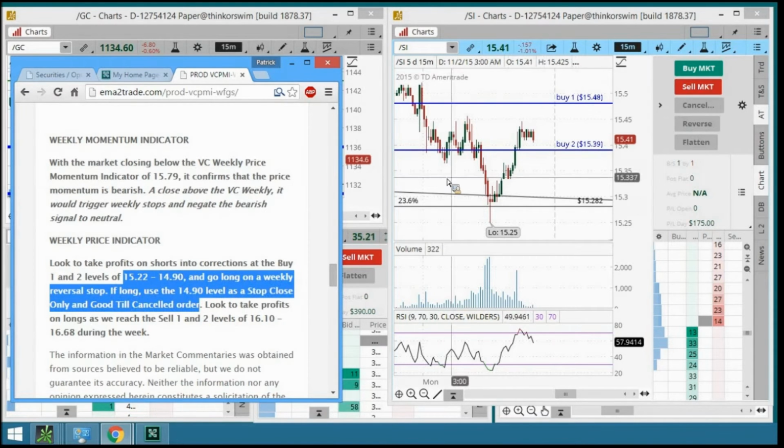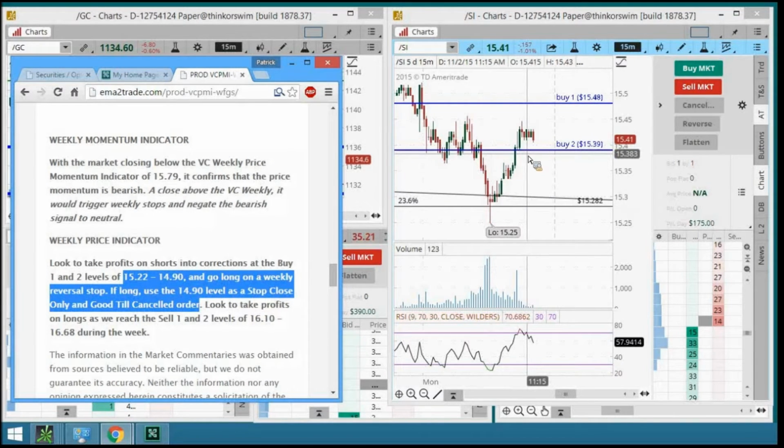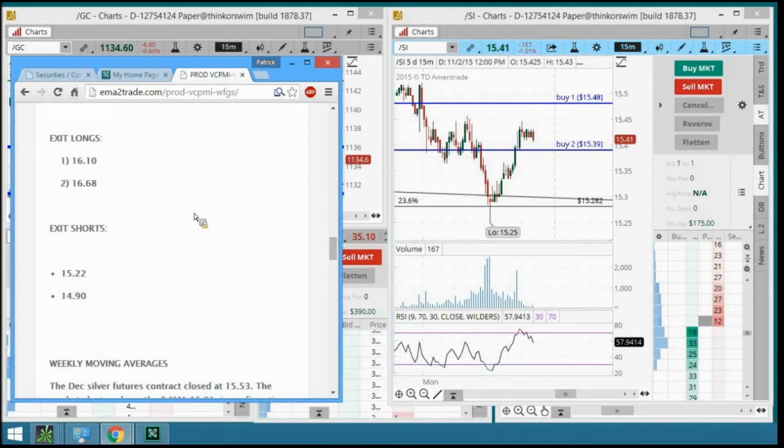Let's take a look at the chart on the right. This is the 15-minute bar basically that we are using on the chart, and the low today was 1525, and we ran up to the buy 2 level on the daily chart that we also published on Saturday.